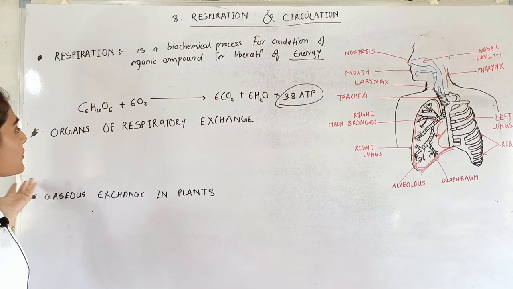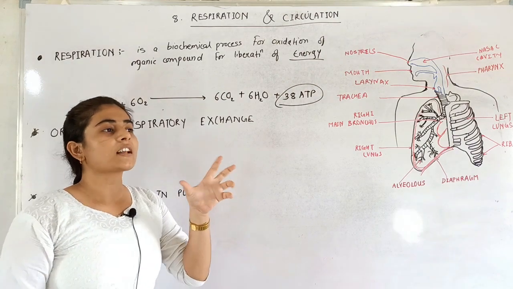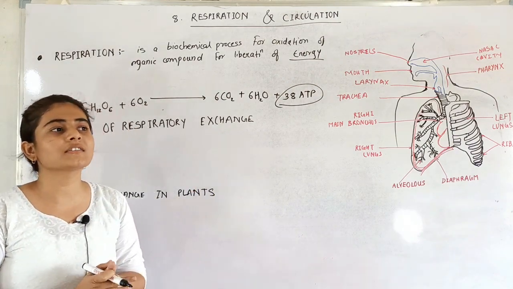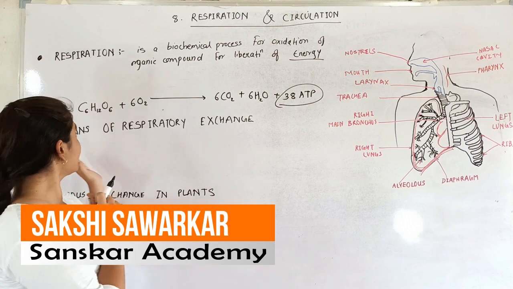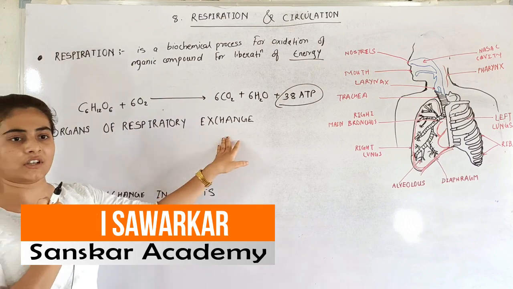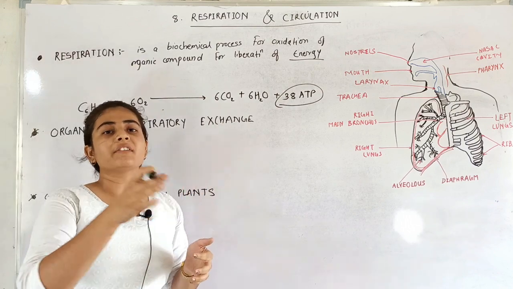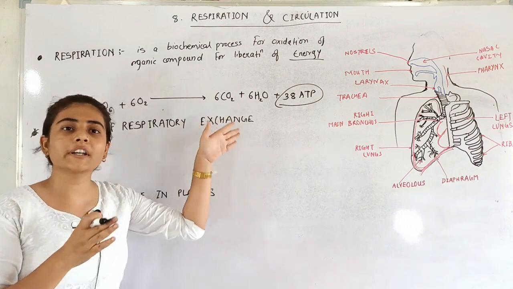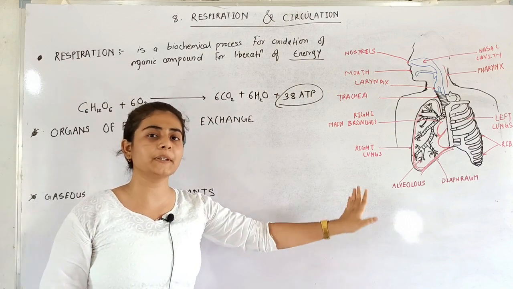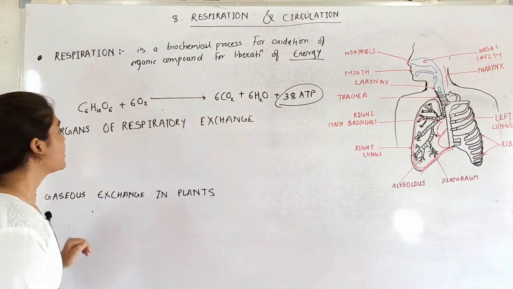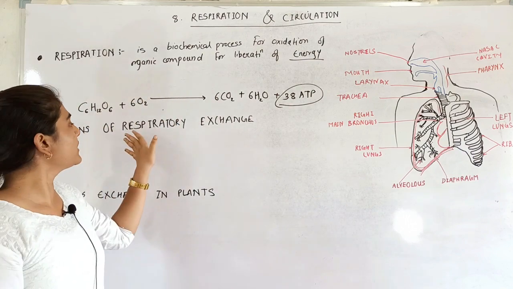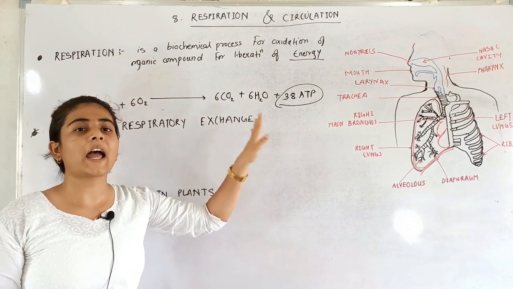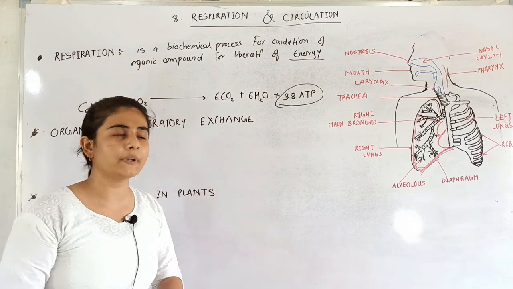For exchange of gases, some organs are involved. These are organs of respiratory exchange. For every living organism these organs vary. According to the organism, the organs may be different. The table of respiratory gas exchange organs will be provided in the description box below.